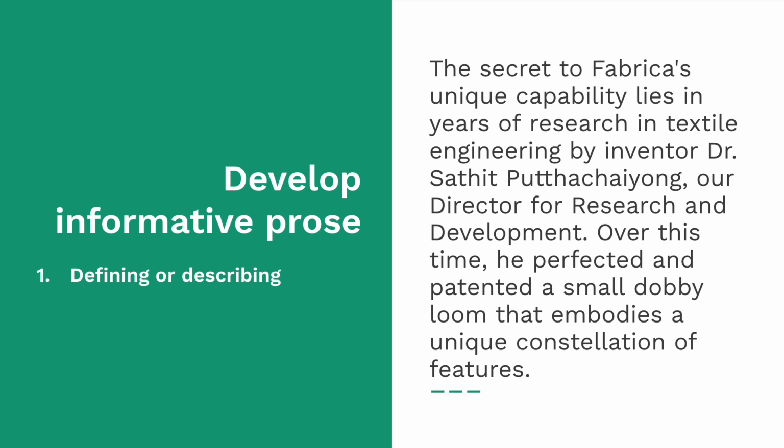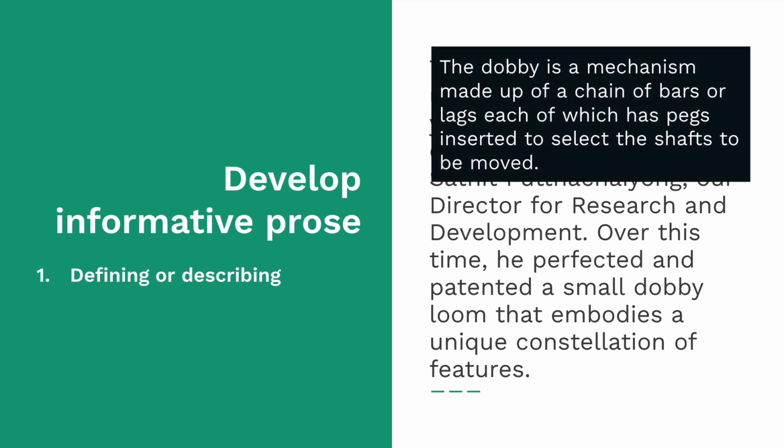The first technique for developing informative content is defining or describing. Can you identify terms that might be unfamiliar to the audience of investors in this passage from Fabrica's business plan? Well, Dobby loom is an obvious candidate. This is a technical term the audience is likely not to understand without a definition. There are different types of definitions: formal, extended, operational. A formal definition like the one shown is not likely to meet the needs of the non-expert investors in this case. It uses more technical terminology.